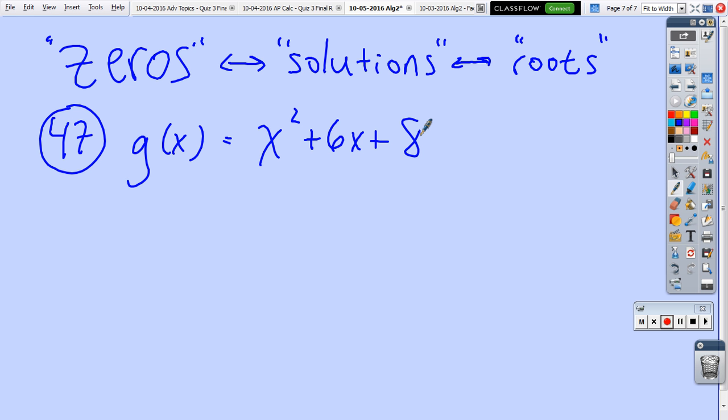So 47, I have this function g, where x is the independent variable. It's saying, okay, x is my input. You input some value into x, and I will give you some output. So g of x is the output, right? So g of x, this is the output, and x is the input.